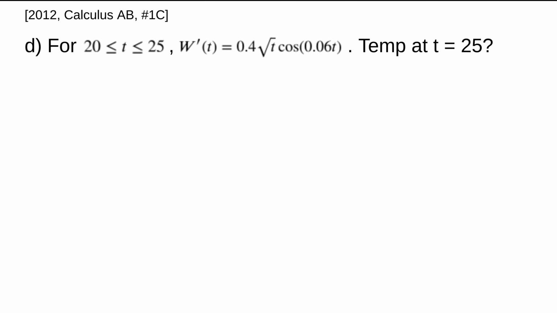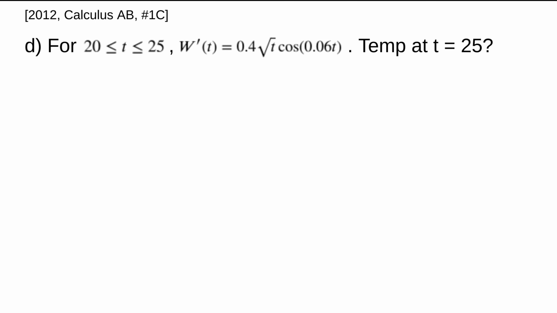In part D of this question, we are considering the interval from t equals 20 minutes to t equals 25 minutes, and we are given a function W prime of t that describes the rate at which the temperature of the water in the tub is increasing. Notice that this doesn't contradict what's in the table. The table only goes up to 20, and now we're talking about what happens after that. So there's no overlap here. This is a completely separate function, and we want to use the information to get the temperature at t equals 25.